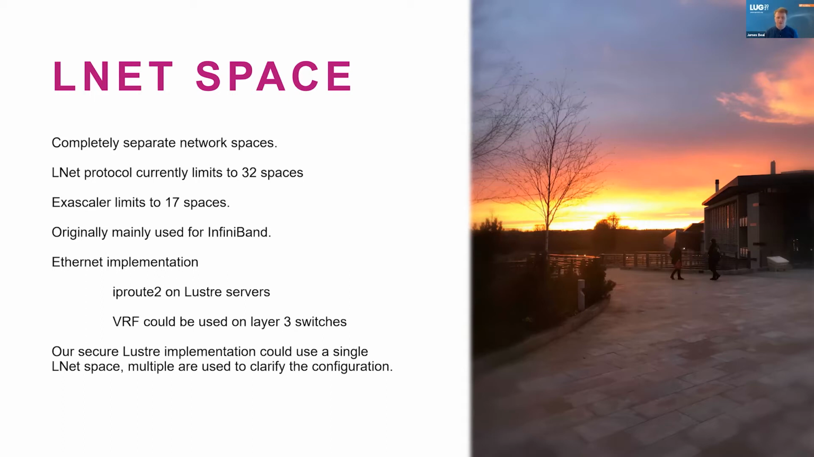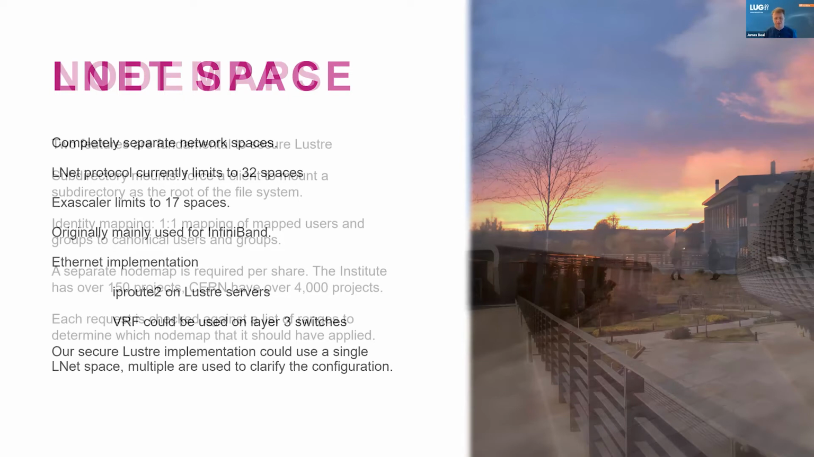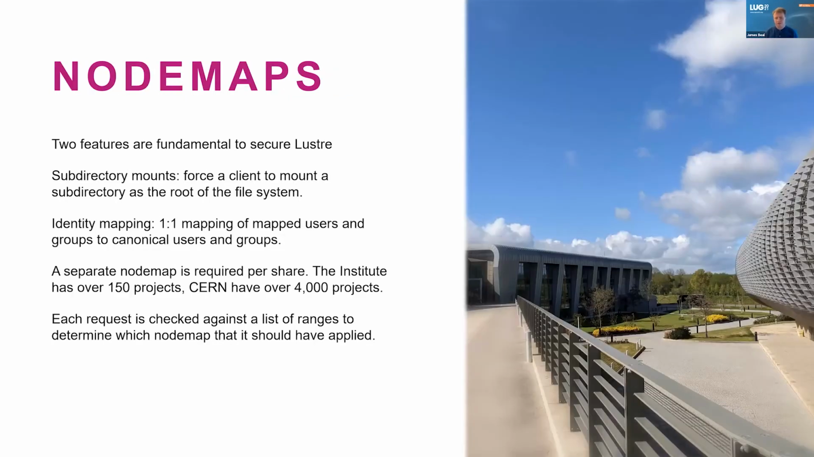Subnet mount changes the root directory for a client. Identity mapping changes the canonical ID the file system uses when presented with an ID from the client. Each project that requires access to the file system requires a separate node map entry. There's an extreme use case where every user of the system has their own OpenStack project and a separate provider network, and a node map providing them with access to the whole file system.